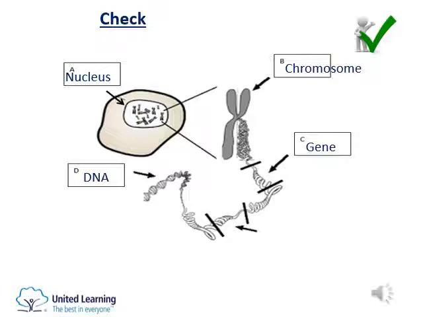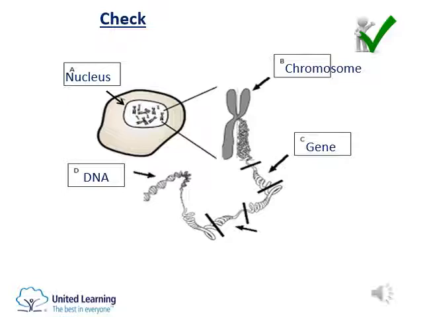We then have B, which is that X structure. B is a chromosome. Remember, we have pairs of chromosomes as humans. We have 23 pairs of chromosomes, and all these chromosomes look a little bit like an X, so you will see them in diagrams drawn like an X. And then C, remember, a section of DNA is called a gene. So what's happened is it's unravelled that chromosome to get to the DNA, and a section of DNA is called a gene, and C is pointing to a section.